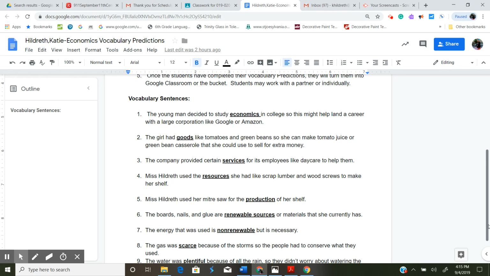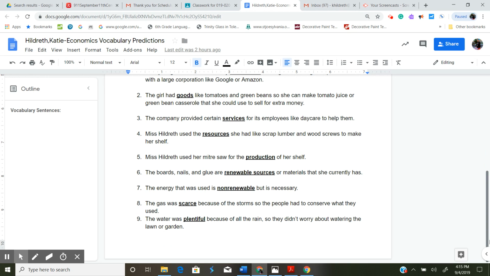Number 5, Miss Hildreth used her miter saw for the production of her shelf. Number 6, the boards, nails, and glue are renewable resources or materials that she currently has. Number 7, the energy that was used is non-renewable, but it is necessary. Number 8, the gas was scarce because of the storms, so the people had to conserve what they used. Number 9, the water was plentiful because of all the rain, so they didn't worry about watering the lawn or garden. Okay, so those are your sentences.